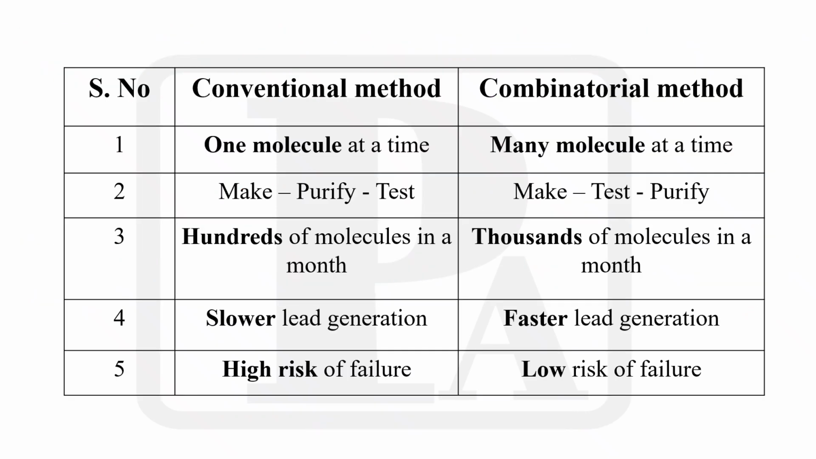Now we are comparing the conventional method with the combinatorial method. In the conventional method, we synthesize only one molecule at a time, whereas here we can synthesize many compounds at a time. First we make a compound, then we purify it and go for testing. Whereas here we make the compounds, then test, and finally go for purification. In a month, we can get hundreds of molecules, whereas here we can get thousands of molecules. Lead generation is slower in the conventional method, whereas here it is faster. Risk of failure is high, whereas here it is low.